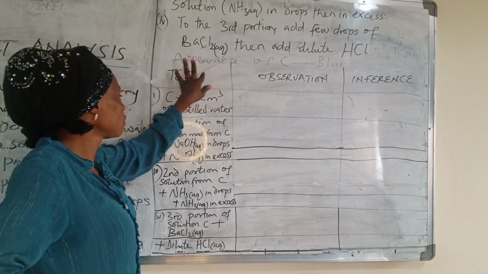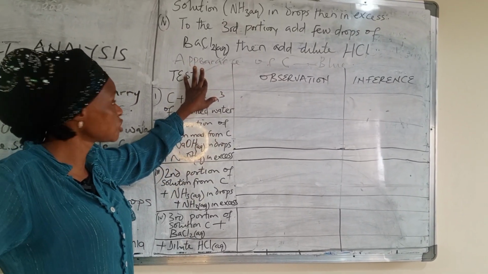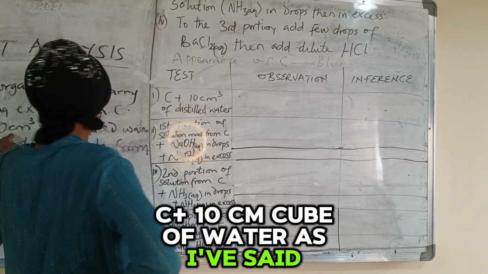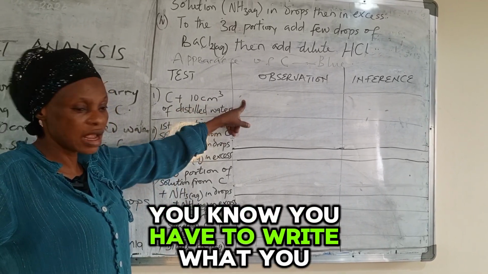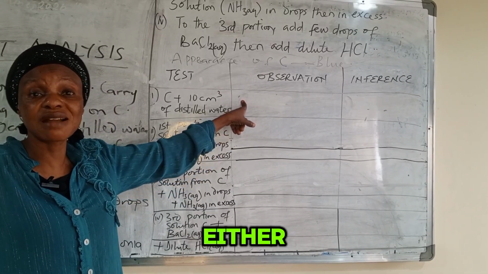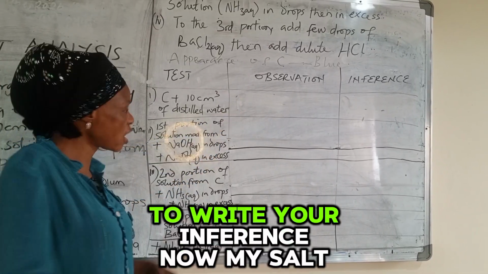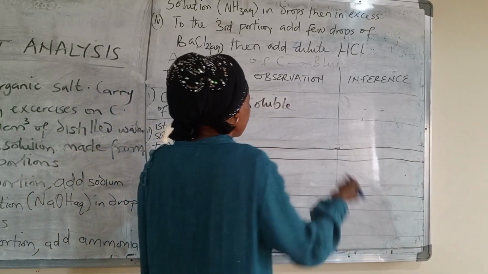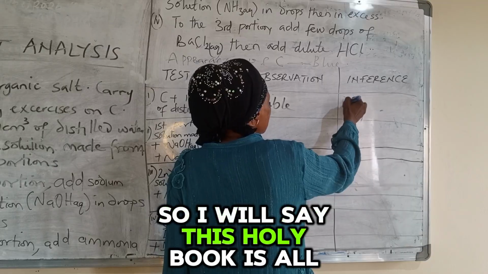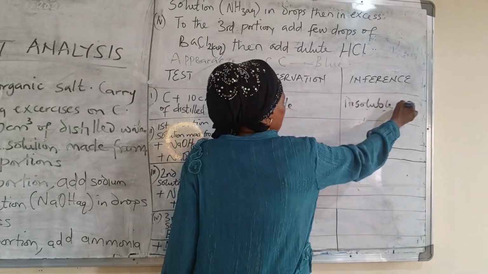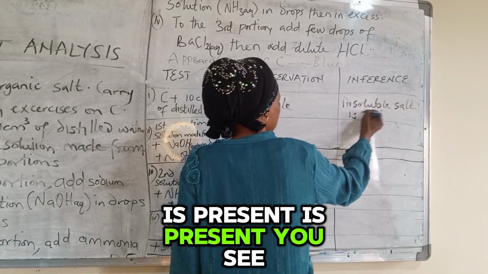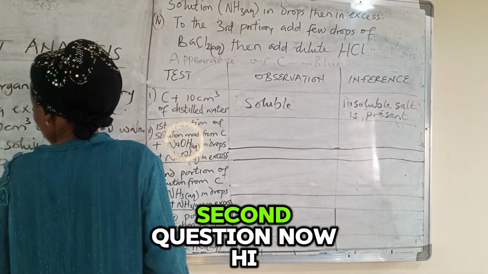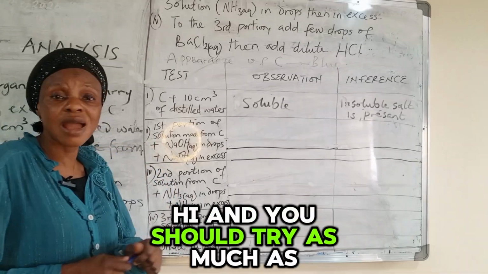So the first one says, you have to do your tabulation. You have salt analysis or inorganic chemistry. You have test, observation, inference. C plus 10 cm cube of water, as I have said here. You have to write what you observe. What you are observing here is whether it is soluble or insoluble, then write your inference. My salt this afternoon is soluble, or this morning, anytime you are watching it. So I will say insoluble salt is present. That is my inference.